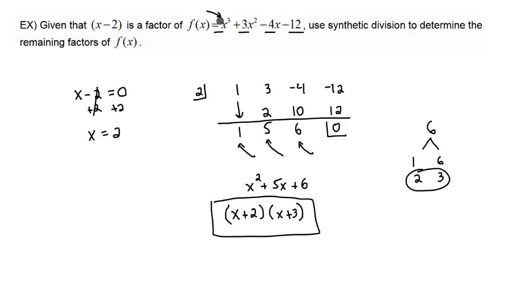Now if you look back at the dividend, like I said, we have a degree of 3. That also represents how many factors you're going to have. So we have a factor here, 1, and then 2 more down here, so that's going to be 3 total factors.